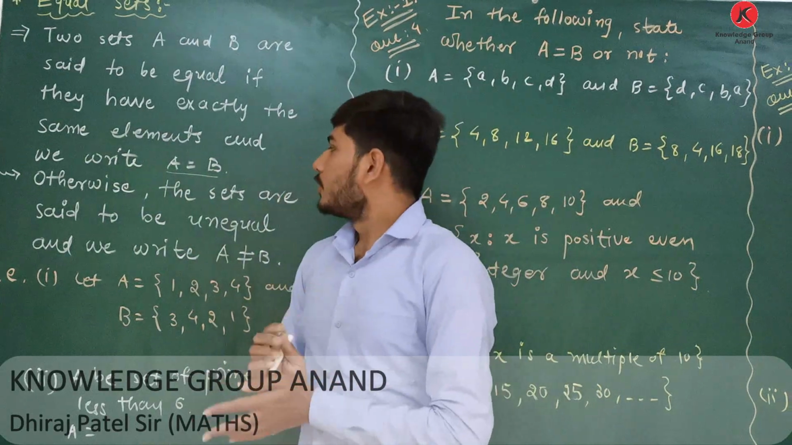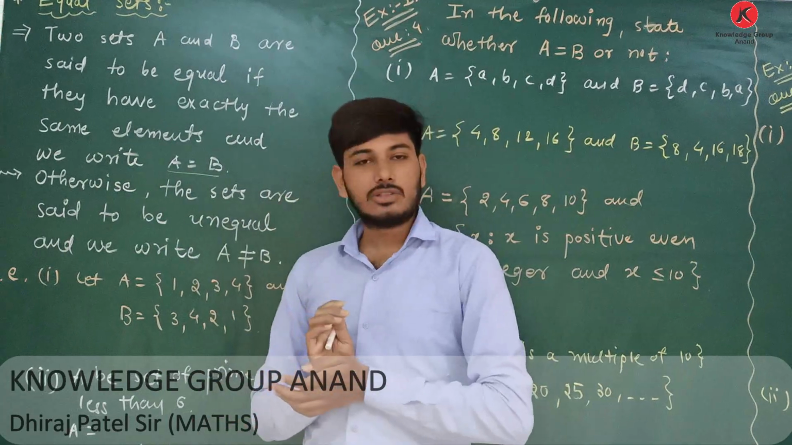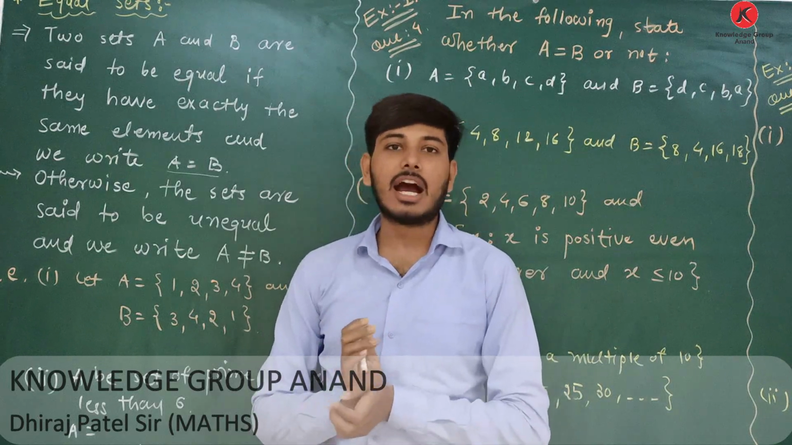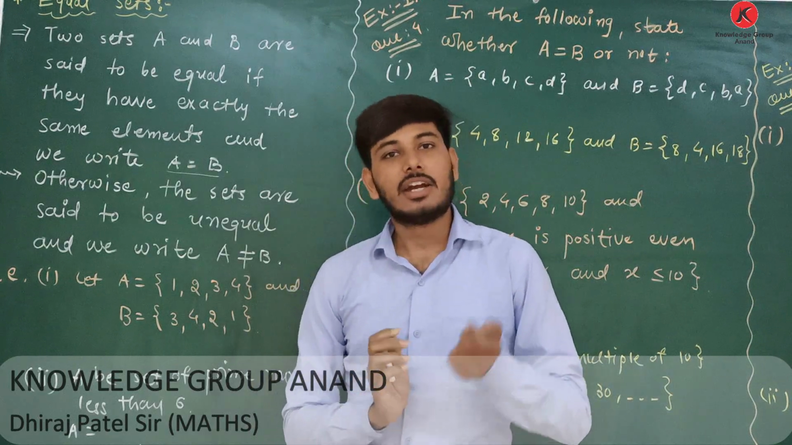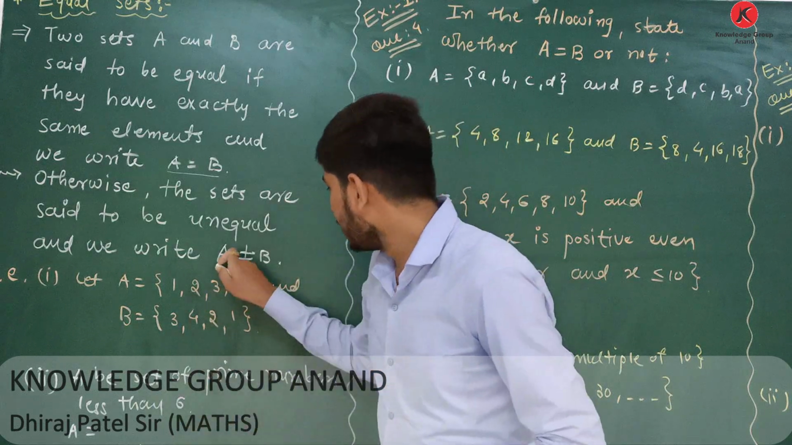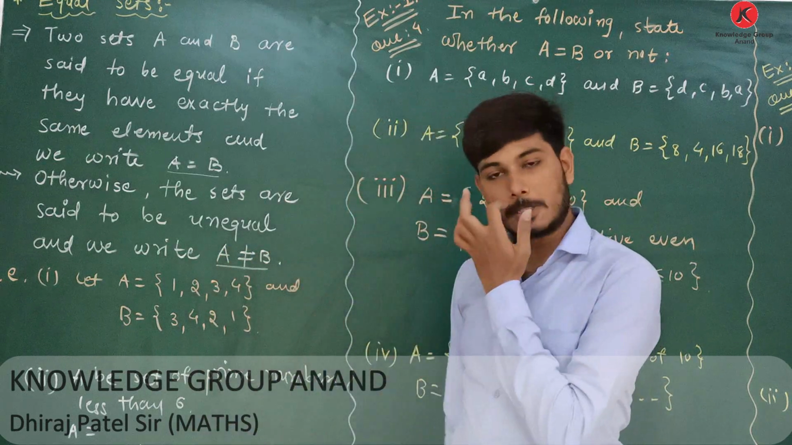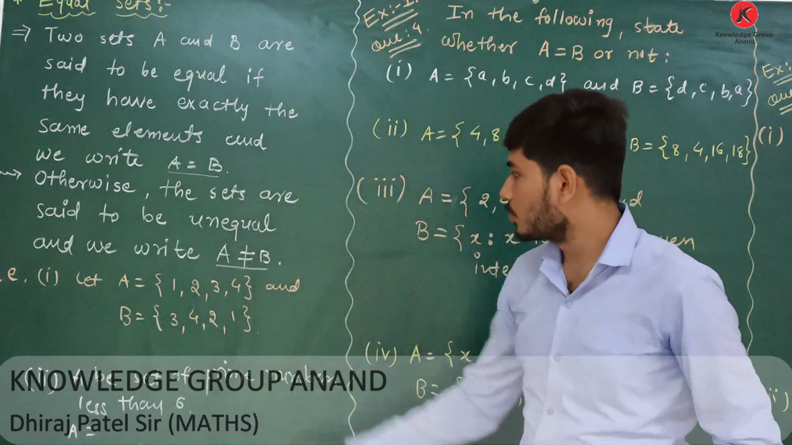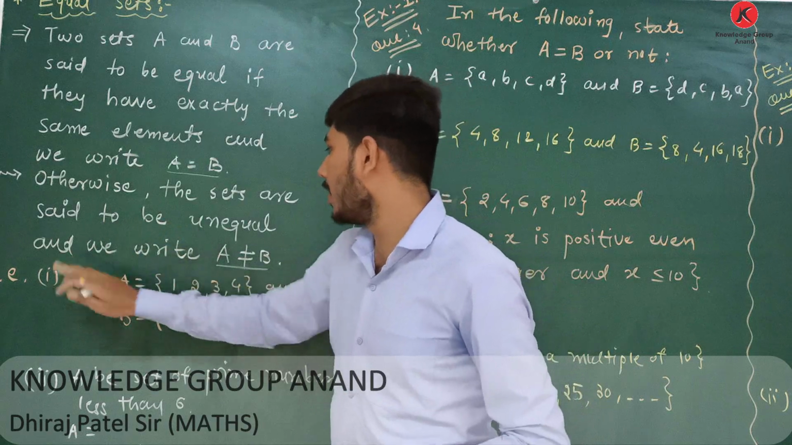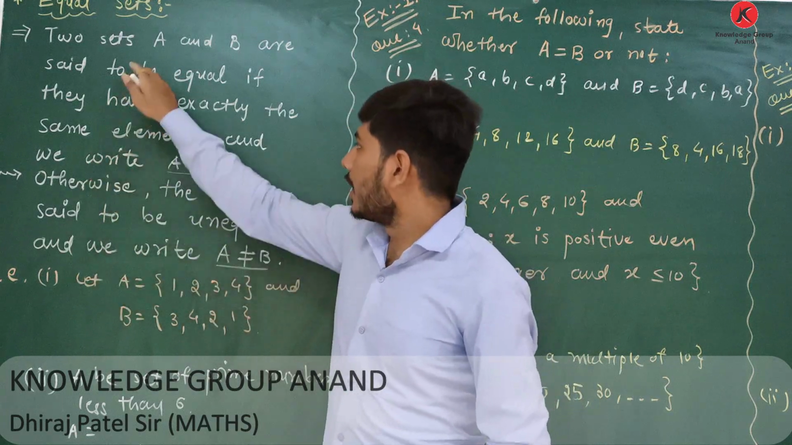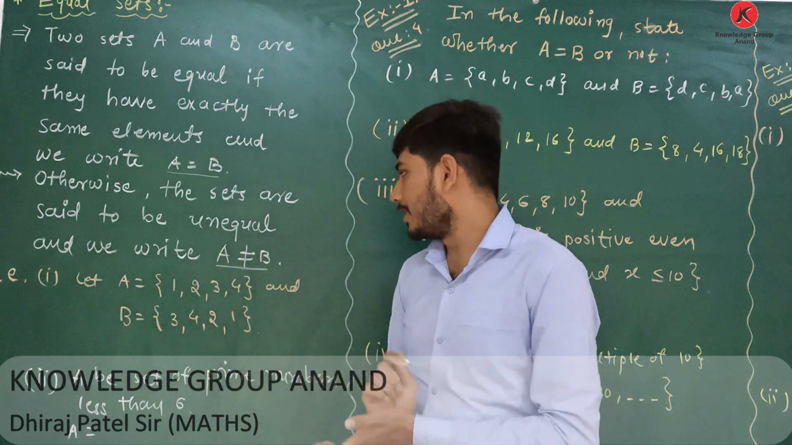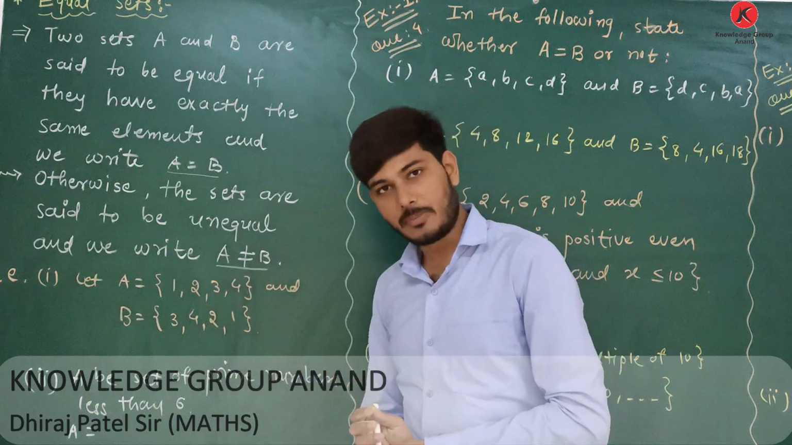Clear? If they are not equal, then we can say that they are unequal sets, and the notation for unequal sets is A does not equal B. This is the notation for unequal sets. If they are not equal, then they are unequal. Therefore, we can say that A does not equal B.